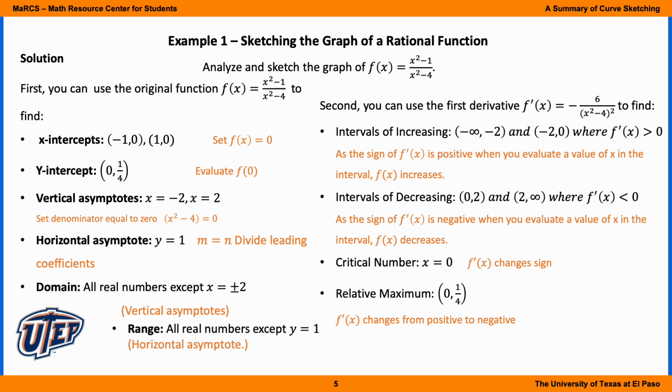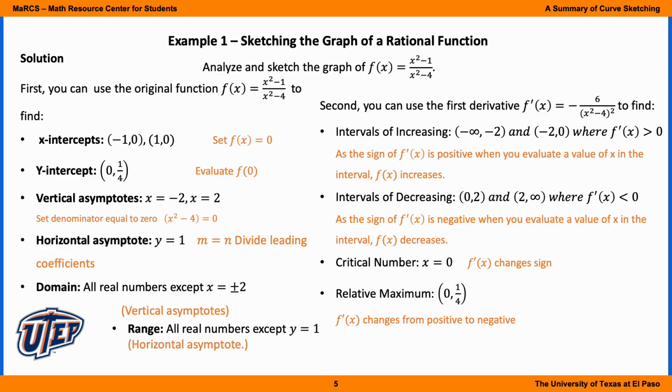Now for a horizontal asymptote, we have the same degree in both the numerator and the denominator. We have x squared in both the top and the bottom. So that means we will be dividing our leading coefficients. So we have a 1 in front of the x squared in the numerator and a 1 in front of the x squared in the denominator. So 1 divided by 1 will give us 1, and that's how we got the horizontal asymptote y is equal to 1.